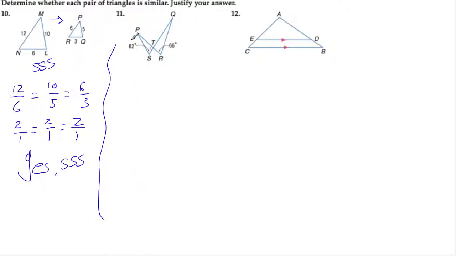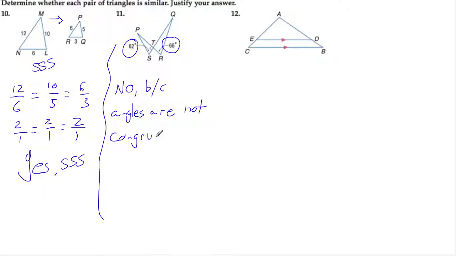As opposed to number 11, if I look here, no, because the angles are not congruent. So remember, in order for triangles to be similar, sides must be proportional and angles must be congruent. So here I'm not given any information about these sides. However, because these 2 angles are different, there's no way that these triangles can be similar.